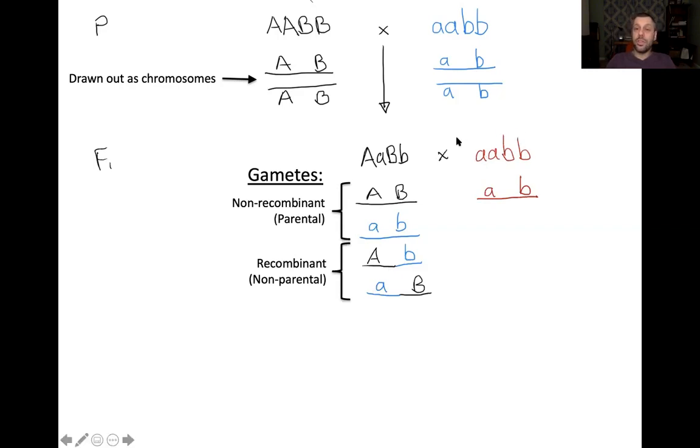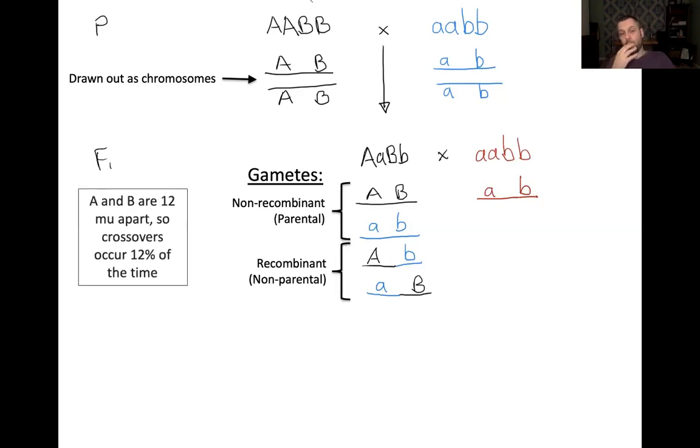Over here, of course, there's only one possibility for this other organism in the test cross, which is exactly the same as the one up here: just little a, little b. Nothing else is possible. Now, what you're told in the question is that A and B are 12 map units apart. What does this mean? This means they have a recombination frequency of 12, which means 12% of the time you're going to see a crossover occur.